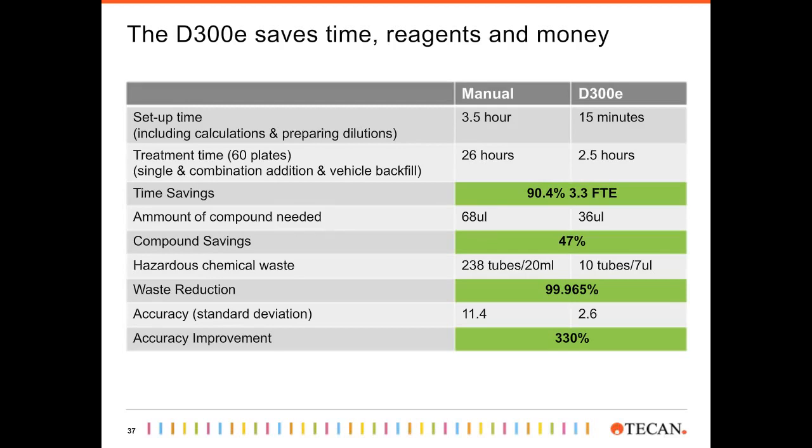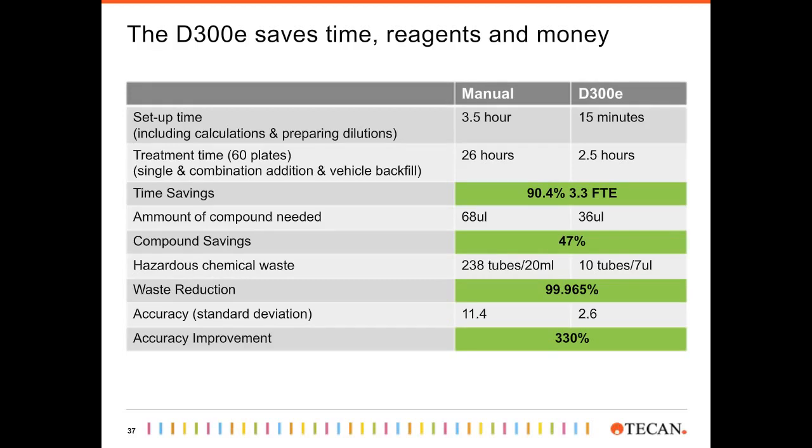The treatment time for the 60 plates, so the single and the combination additions and also the vehicle backfill, and this is no joke, this really took 26 hours, so it was really 3 people working an entire day to treat all these 60 plates reliably with these compounds. For the D300E, it just took 2.5 hours of pipetting time. So the entire time savings is actually nearly three and a half full-time equivalents. Also, the amount of the different compounds needed was reduced from 68 microliters to 36 microliters. That might not seem a lot, but as we are talking about investigational compounds, they are very precious. So on the compound side, they could save 47%.